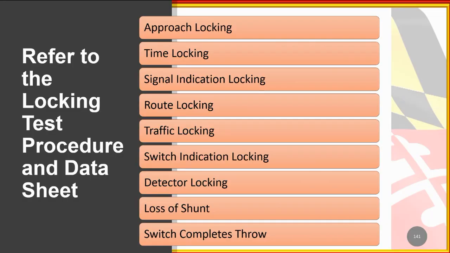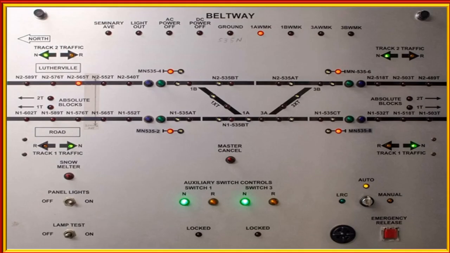Okay, so that's what that one is. Traffic locking. Traffic locking is a test done to ensure that once a traffic block is established, a train cannot be routed into the same traffic block in the opposite direction. So we talked about traffic block track circuits in the first video lecture.